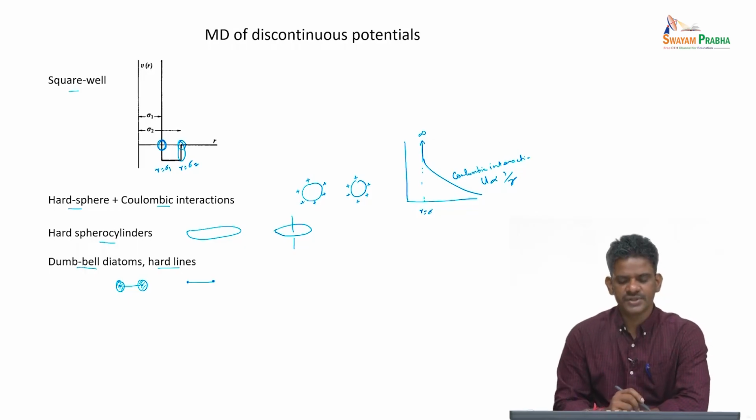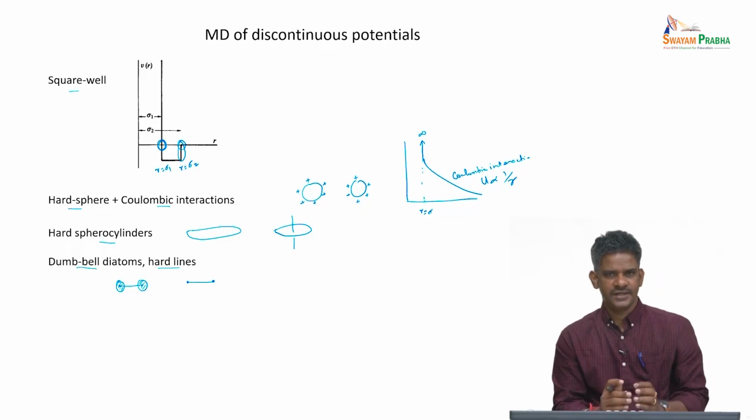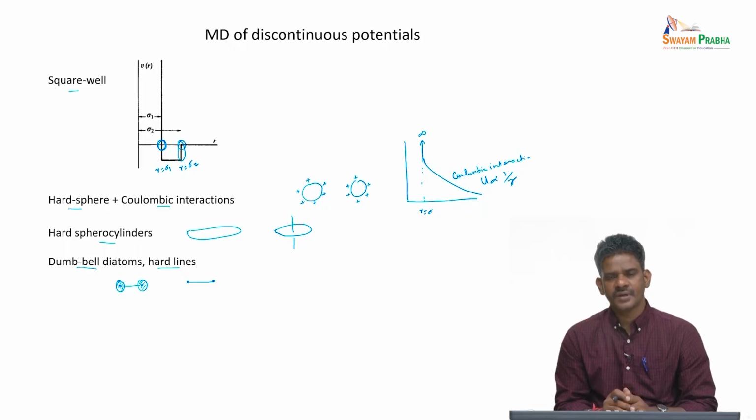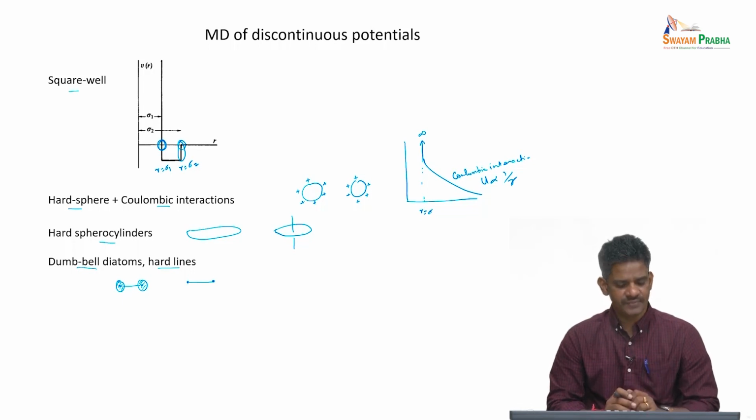So there are many simulations of this similar kind, and you will see that the algorithm for simulating such discontinuous potential is very similar to how we solve the MD simulation of hard sphere systems. So we are taking only one example of hard sphere system, but for more specific cases like this, the algorithm can be extended to incorporate these additional potentials also.